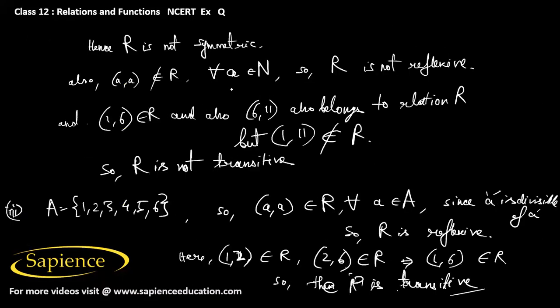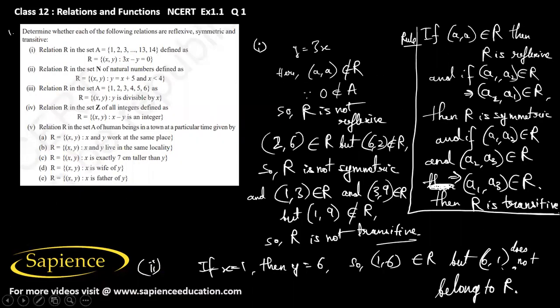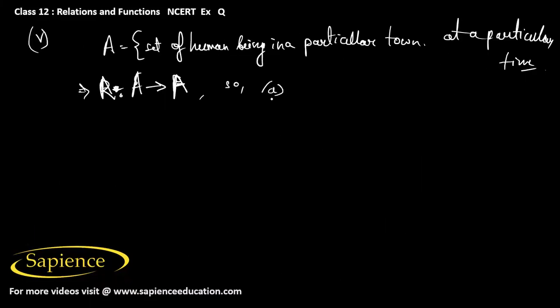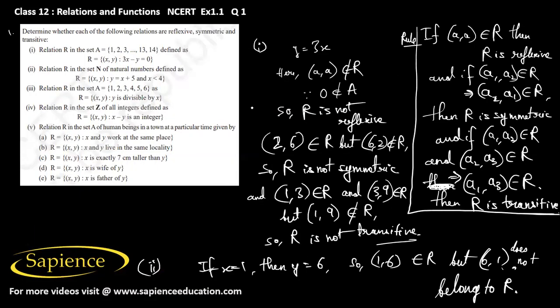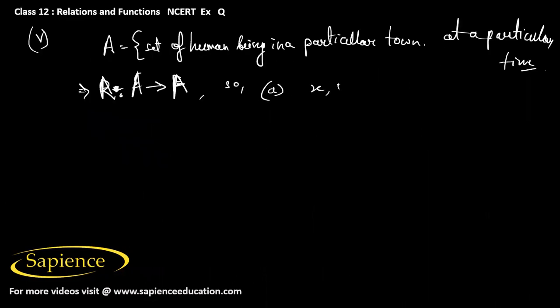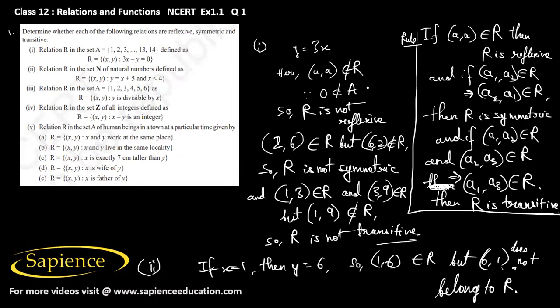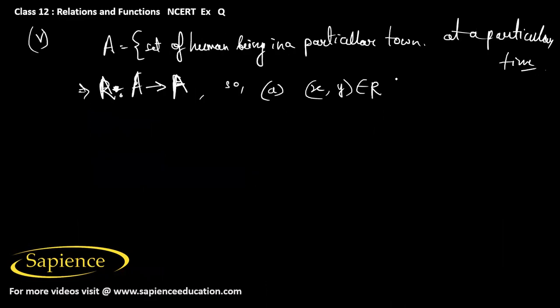So now, for the part A, it has been told that x and y work at the same place. So x comma y belongs to the relation R if x and y work at the same place. So this also implies that y comma x also belongs to the relation R. So the relation R is symmetric.